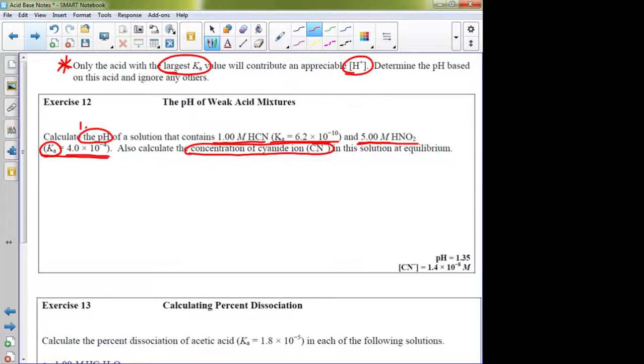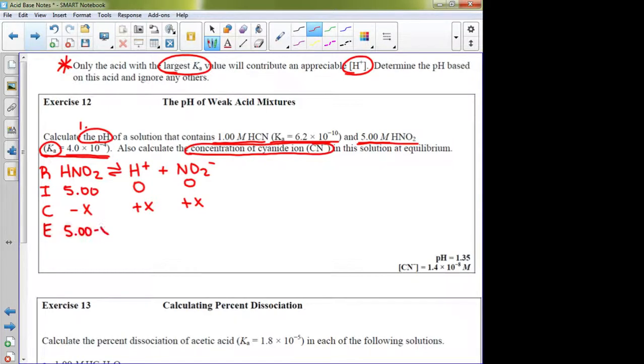All right, so here we go. I'm going to start just like I always do with my rice table. So I'm going to start with my reaction. My HNO2 is going to dissociate into H plus and NO2 negative. I'll start with my initial concentration. It told me 5.00 molar, so 0 and 0 of product. Now I'm going to go through the change. I'm going to subtract x here, add x, add x. So at equilibrium, I should be at 5.00 minus x, x, and x.